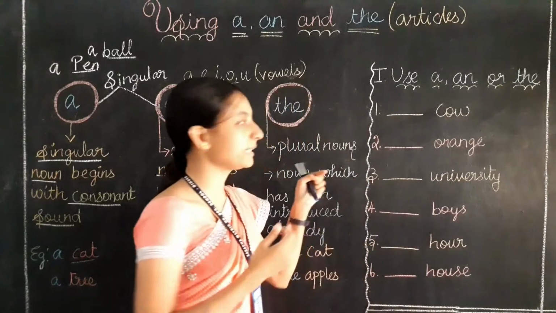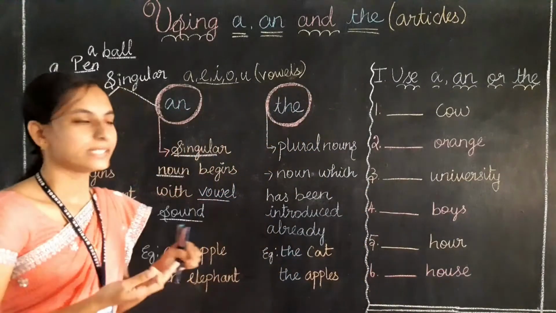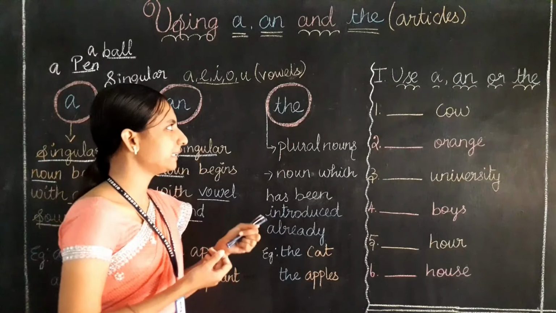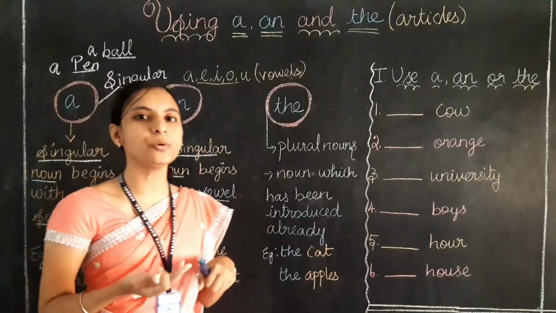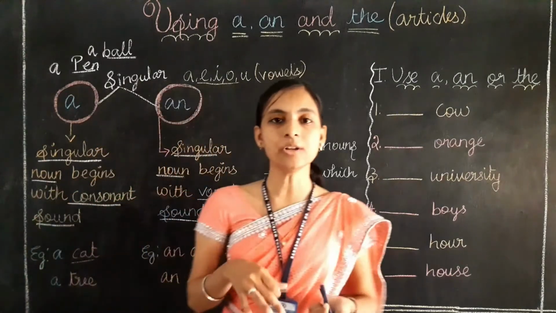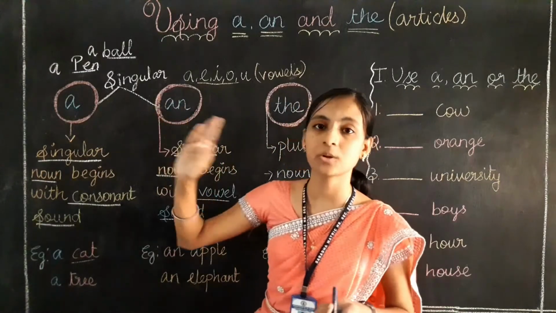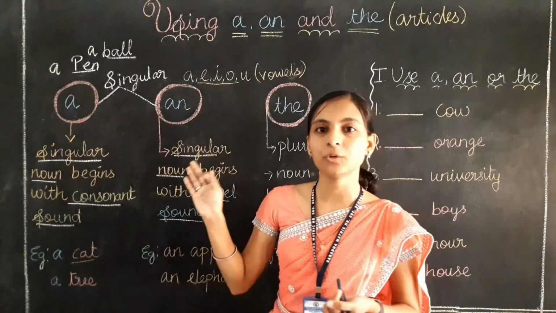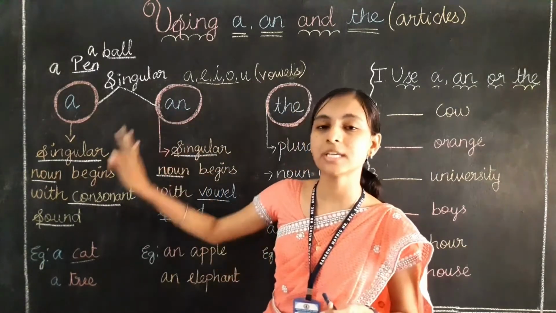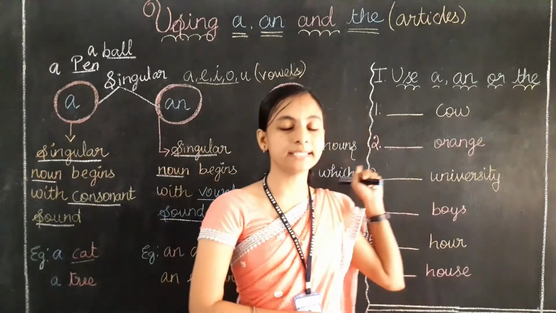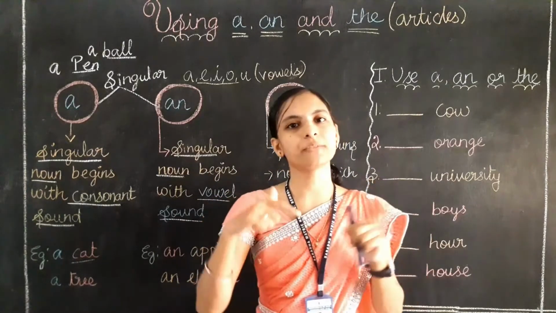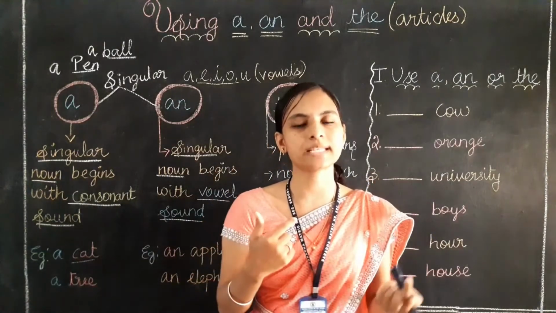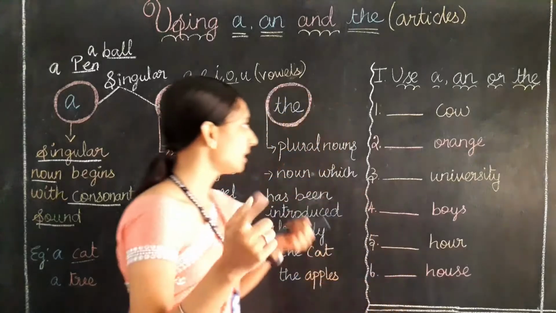Let's learn about article the. Why do we use article the? Okay. So article the can be used for plural nouns as well as singular nouns. It can be used for both singular and plural nouns. But article a and an can be used only before singular nouns. But article the can be used for both, singular nouns as well as plural nouns. So that is the first point.